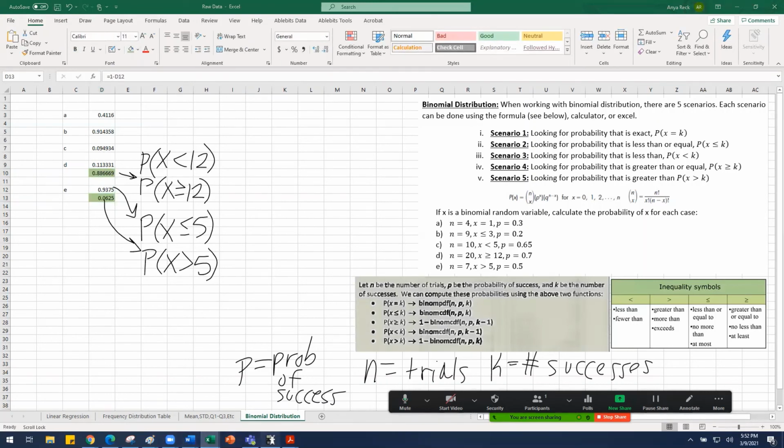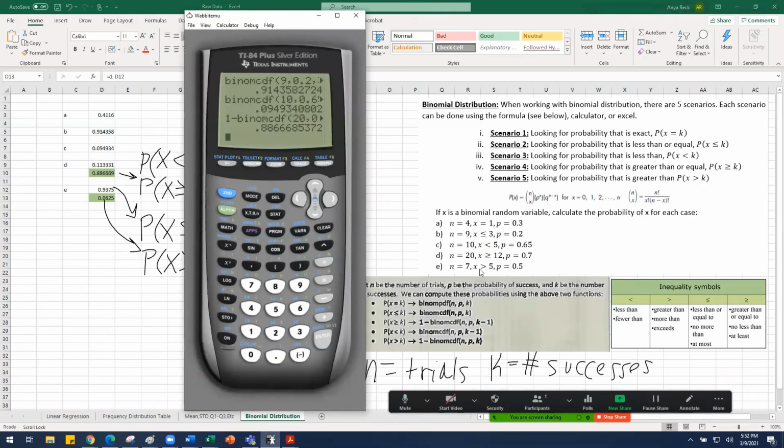So we'll pull up the calculator. So again, we have x greater than 5. So go to greater. It says you do 1 minus. So 1 minus binomial cumulative distribution. So second vars, go up to binomial CDF, press enter, and then the N value, the P value, and then the K value. Paste it, and there you go.